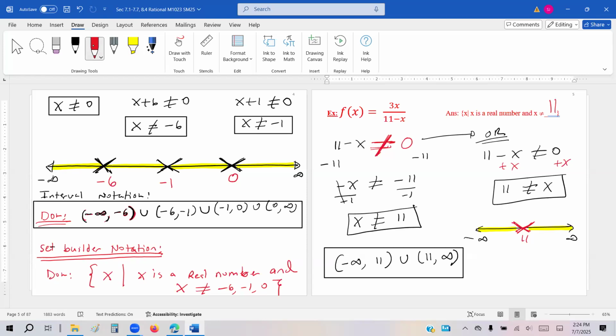So this is for my MATLAB. My MATLAB will ask you to do this. But in the exam, I'm going to ask you this. Find the domain. Any question?